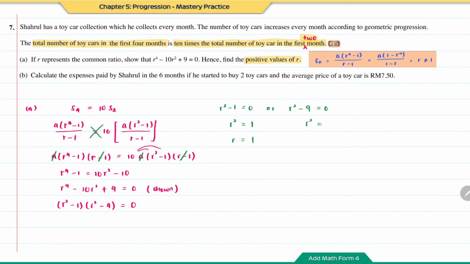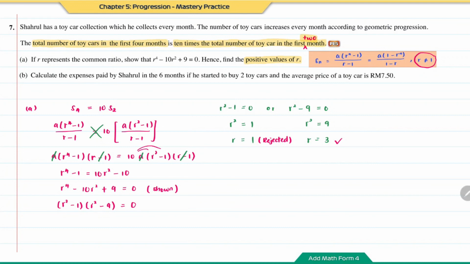Another one is R squared equals 9. We're just going to take the positive value, so square root the 9, and you're going to get R equal to 3. Now, if you look at the formula here, you're going to notice that R cannot be equal to 1, because when R is equal to 1, the denominator will be equal to 0. So therefore, we're going to reject the answer R equals 1, and the positive value of R here will be equal to 3.